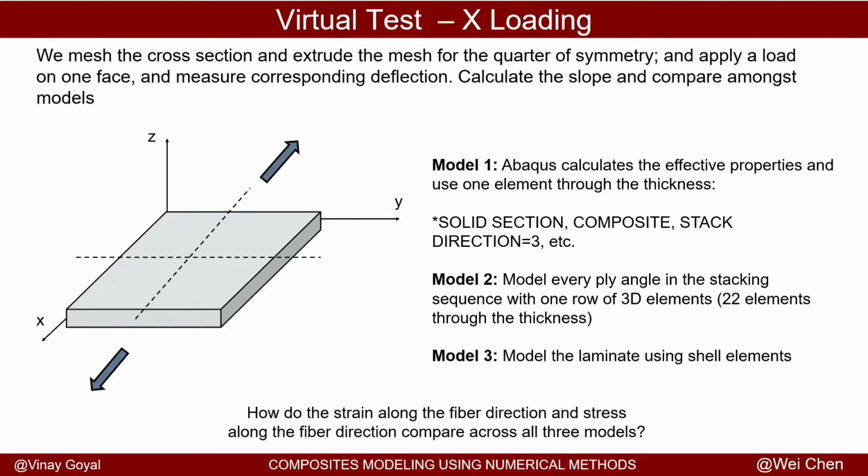Model number one is an approach where we calculate the effective properties of the laminate and use one element through the thickness. For that, we'll use *SOLID SECTION, COMPOSITE, STACK DIRECTION=3, so Abaqus will do this calculation for you. Model two will be to model every ply angle in the stacking sequence with one row of 3D elements. We may or may not do this one, it's not necessary.